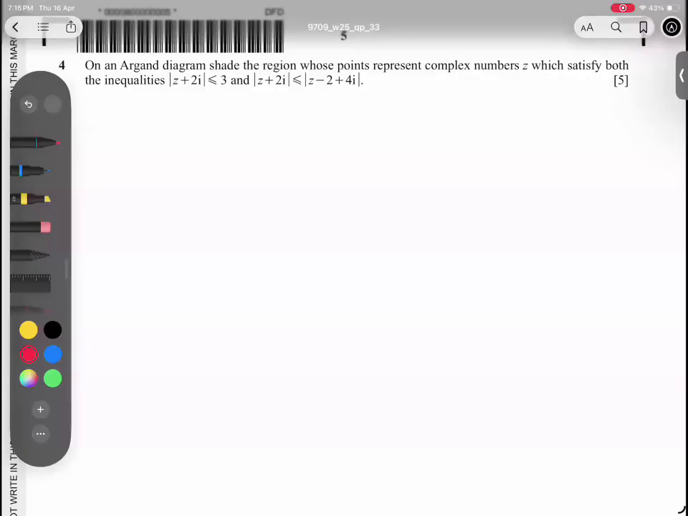Question number 4, students. I'm start trying now. An Argand diagram, shade the region whose points representing the complex number z satisfying both inequalities this and this. For sake of your concept, okay, when z involved with modulus one side only, second side number, it representing circle. And when z involved in modulus both sides, this represents perpendicular bisector.